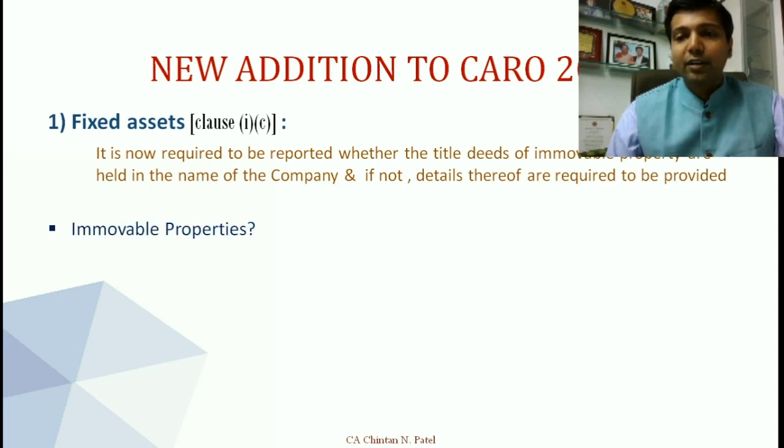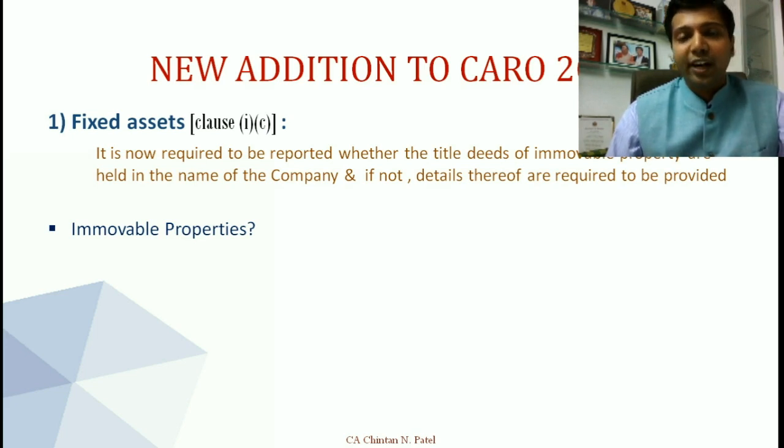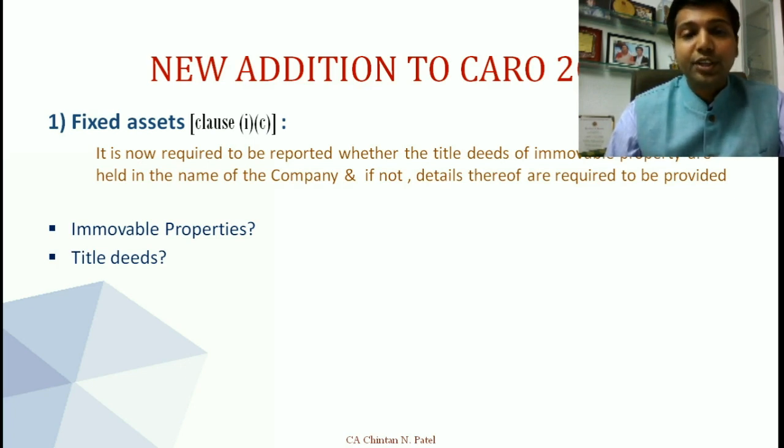So the first thing is, what is immovable property? It is not defined under the Companies Act 2013, but we need to look at the general definitions, which say that anything which is attached to the earth. So mainly it includes land and building plus fixtures or something which is attached to the earth, and the word is title deeds. Now title deeds generally will include the registered sale deeds, transfer deeds, and conveyance deed.